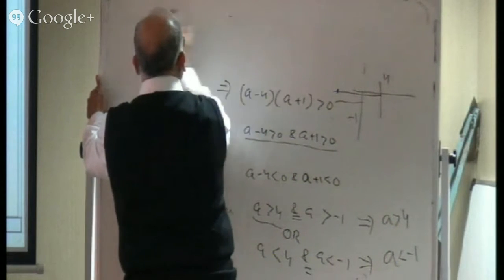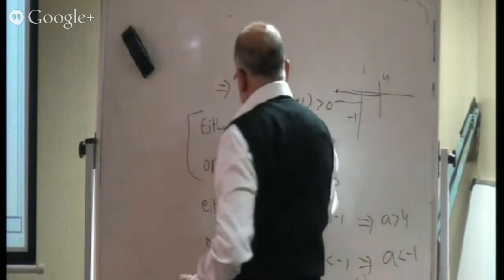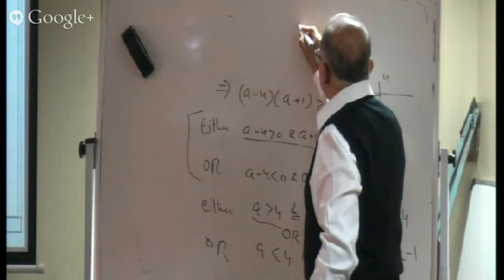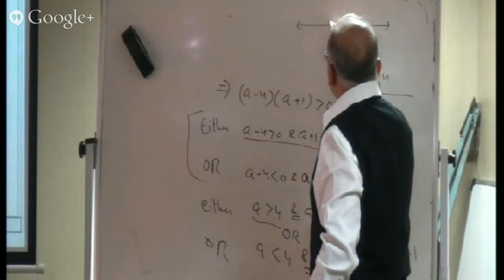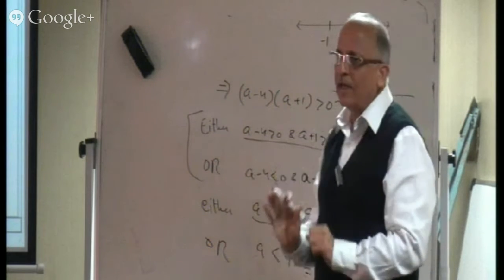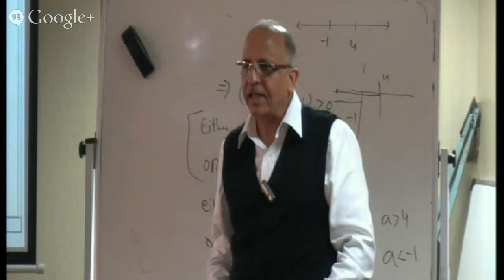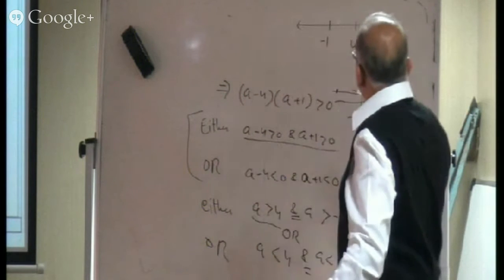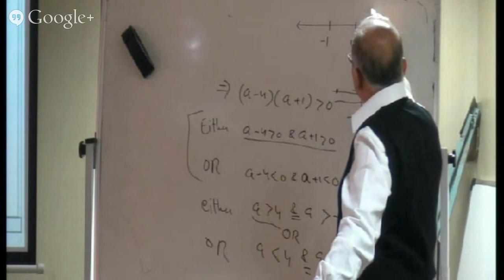Can we find a method of doing it quickly, without having to do all this calculation? We'll come to that also, but let us see what has happened here. There was a number minus 1, there was a number 4. They were forming the factors of the quadratic expression whose values we were trying to test. And what was the result?